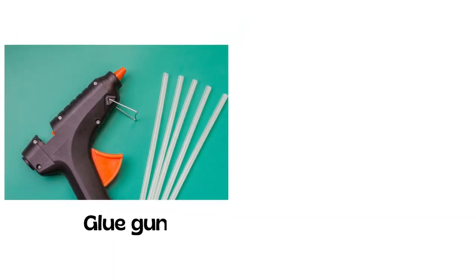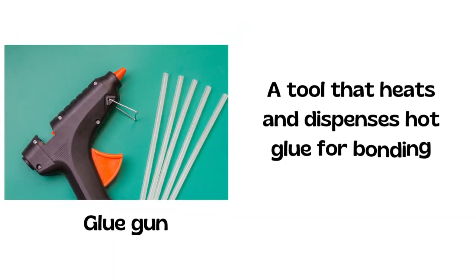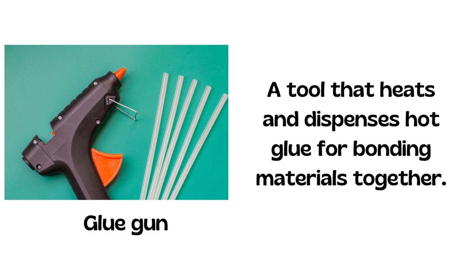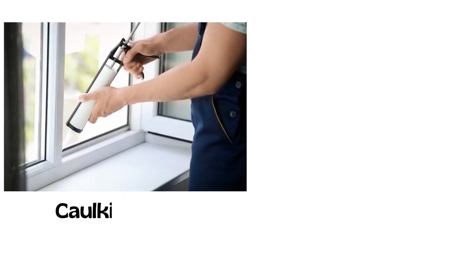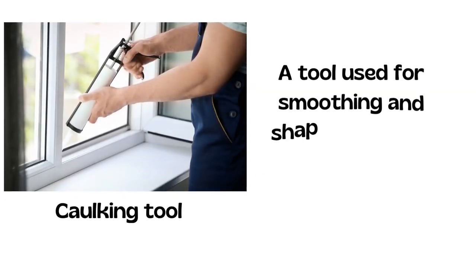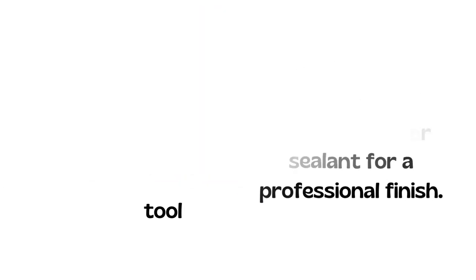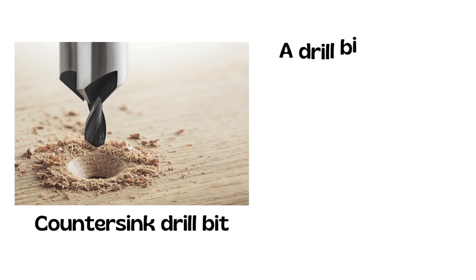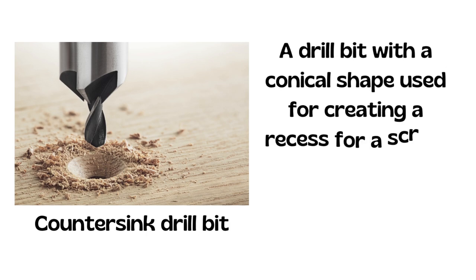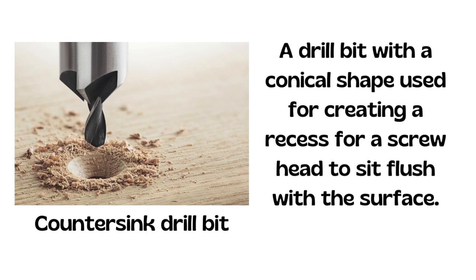Glue gun, a tool that heats and dispenses hot glue for bonding materials together. Caulking tool, a tool used for smoothing and shaping caulk or sealant for a professional finish. Countersink drill bit, a drill bit with a conical shape used for creating a recess for a screw head to sit flush with the surface.